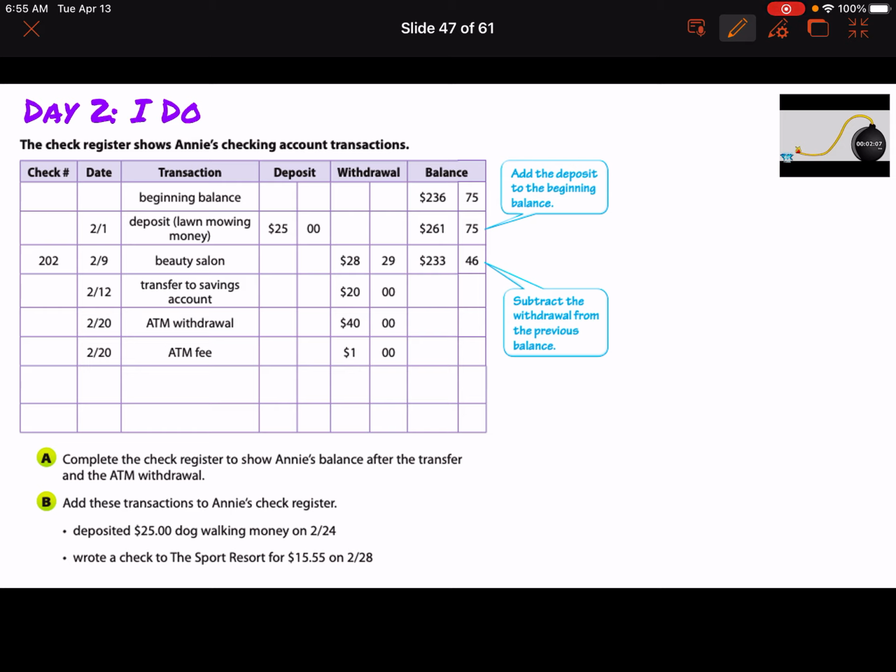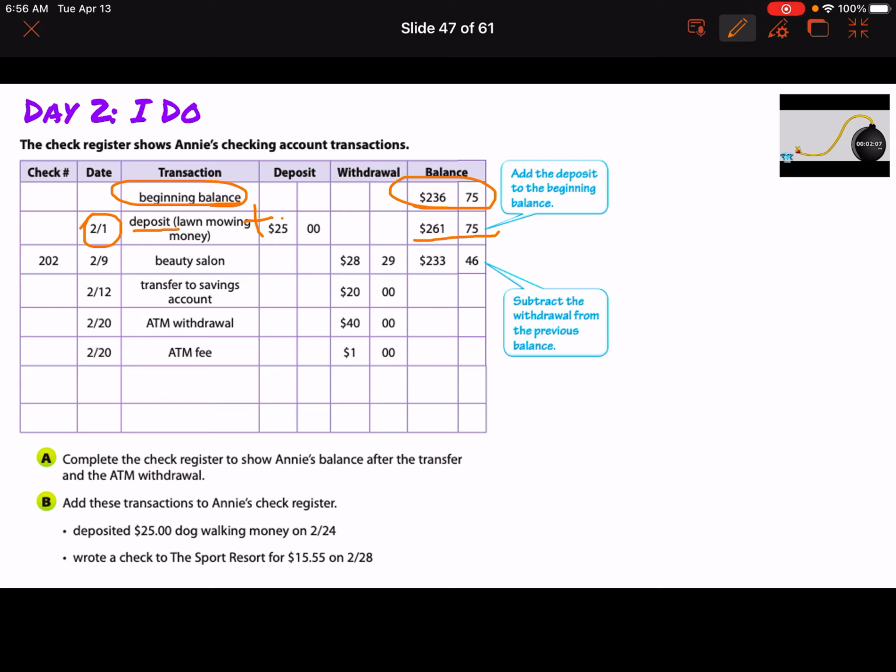So we know that Annie starts at a beginning balance of $236.75. And on February 1st, she deposits, keyword, so we know we're adding money to our balance. And see, Annie has specified what money this is from. It says lawn mowing money. She got $25 from it, so it's positive. So we're adding $236.75 plus 25, which gives us $261.75.